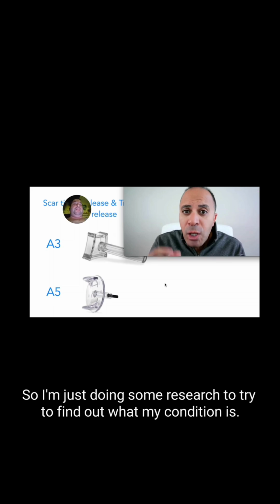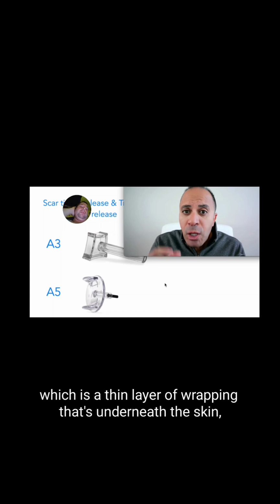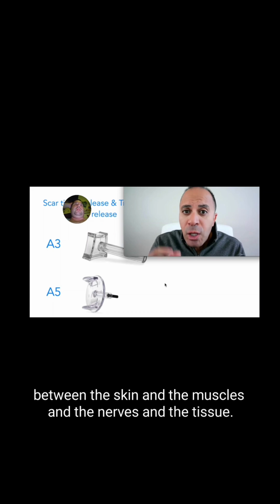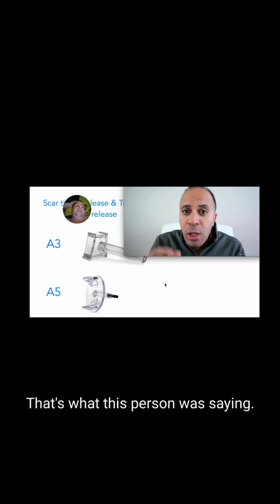So I'm just doing some research to try to find out what my condition is. This person's talking about fascia release, which is a thin layer of wrapping underneath the skin, between the skin and the muscles and the nerves and the tissue. It's actually between the skin and the tissue. It's this layer called the fascia layer. That's what this person's saying. I would guess the doctor.